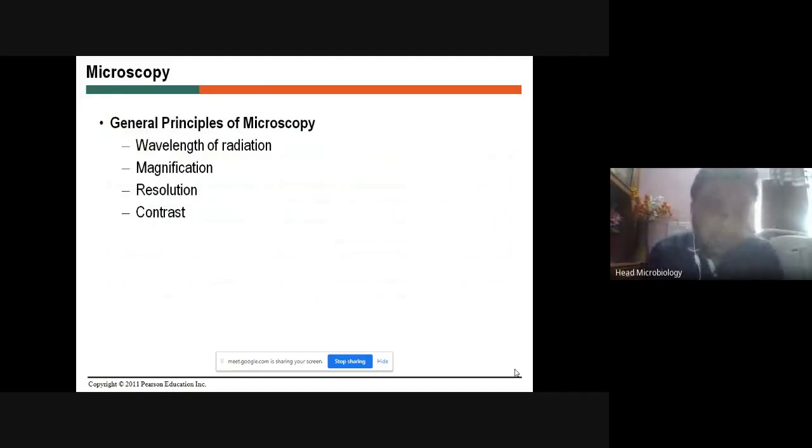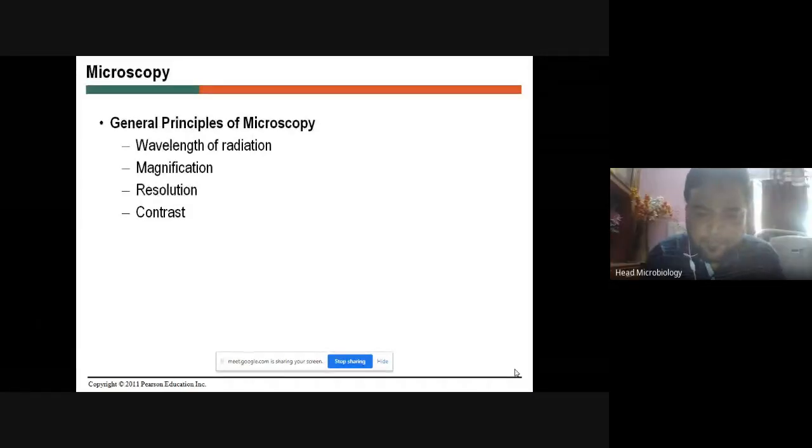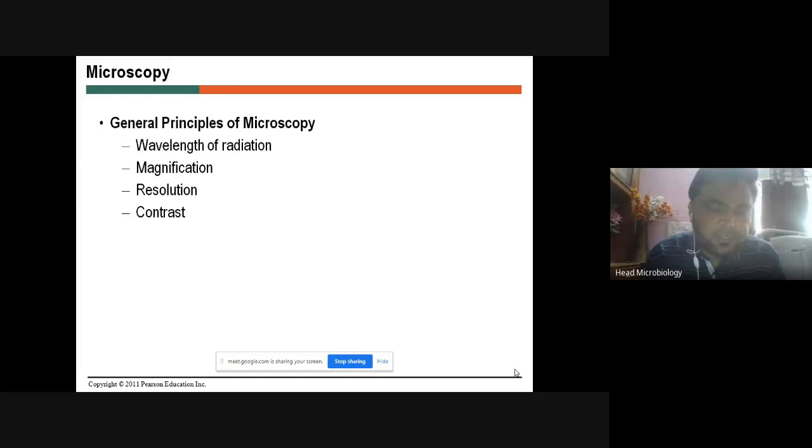Again, the wavelength of the radiation plays a very important role for your microscopy. What is the normal wavelength of our visible light? 400 to 700 nanometers. Okay.